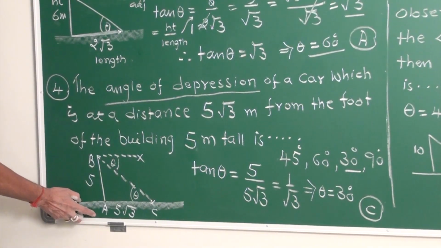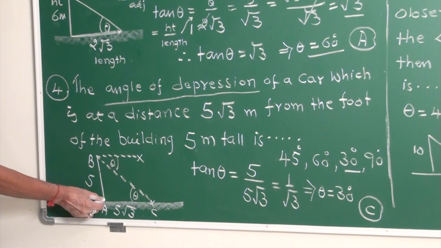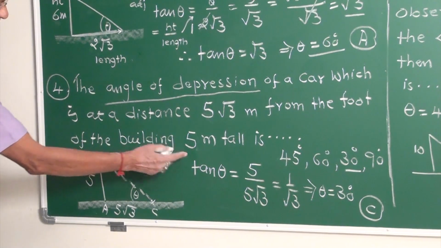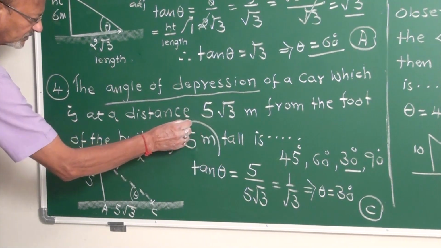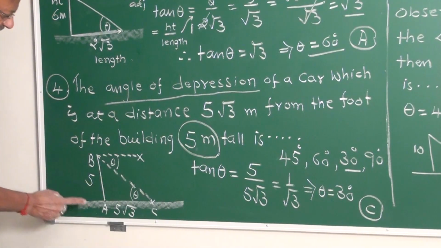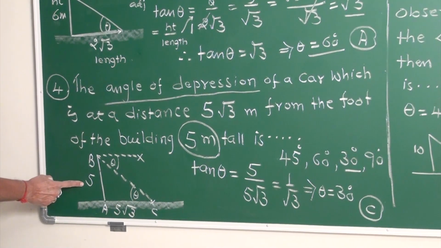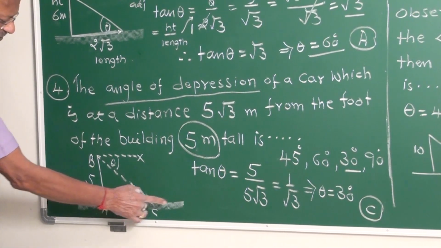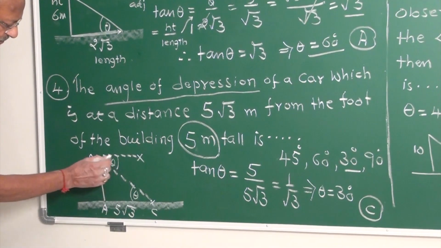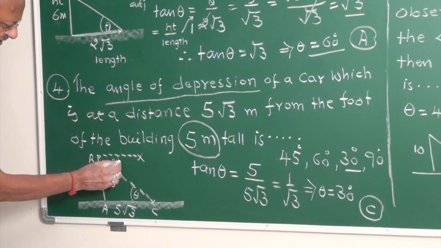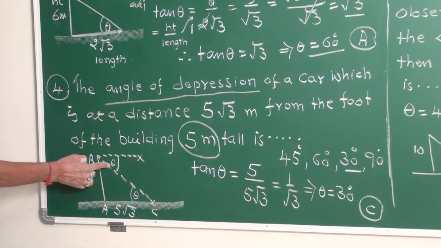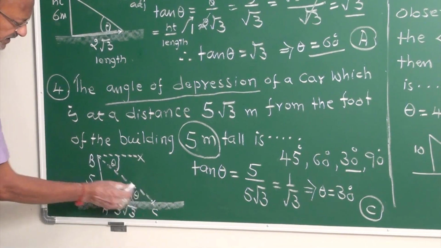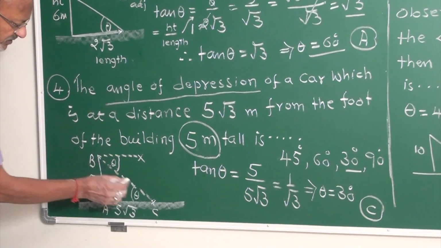This, my friends, is the ground. This is the building. What is the height of the building? The building is 5 meters. And from here, the friend observes a car on the ground. This horizontal line BX, this is your angle of depression. Then this is the line of sight, my friend. BC is the line of sight.